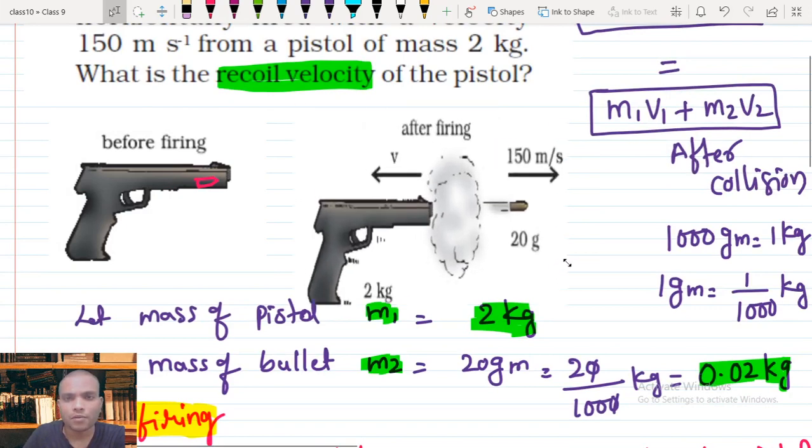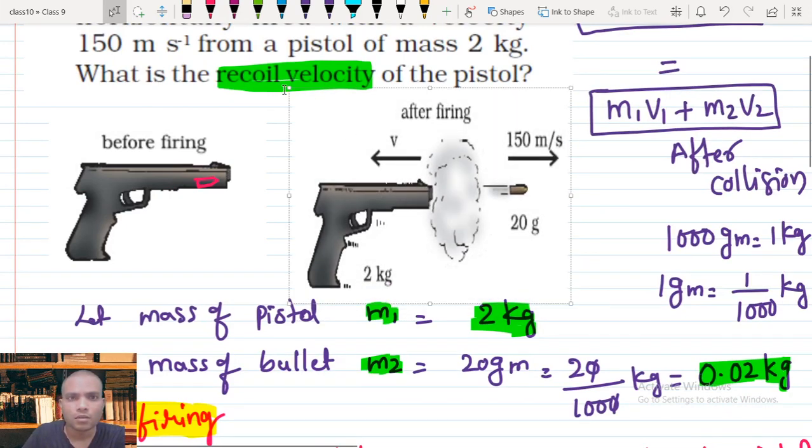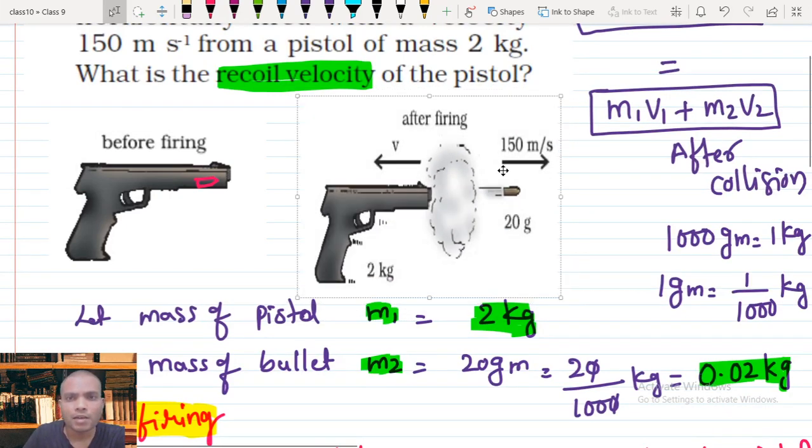Now when it comes to after firing, the mass of the bullet does not change in the given situation, and the mass of the pistol also does not change. They both remain the same. 2 kg is the mass of the pistol and 0.02 kg is the mass of the bullet. But the bullet has a velocity of 150 meters per second, and we need to find the velocity of the recoil pistol. So let me write that first.